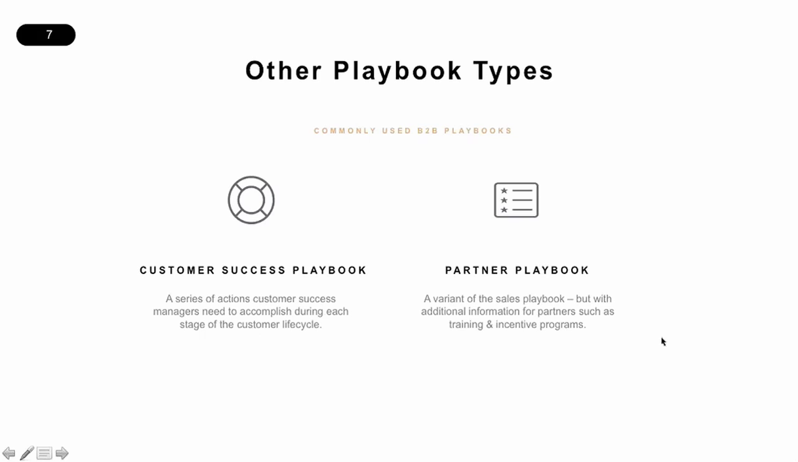So there are multiple types of playbooks. Like we said, in this webinar we're going to be focusing more on the sales playbook and the sales playbook solution itself, but there are other playbooks that people create, such as a partner playbook, which is a slight variation of the sales playbook but more focused on partners, giving them more information on training, incentive programs, and some packaging information related to the product. There is also a customer success playbook, which is a lot more focused on post-deployment and the customer lifecycle. But that's a topic for maybe future webinars.